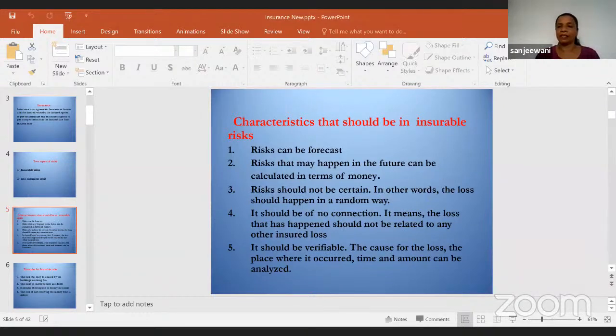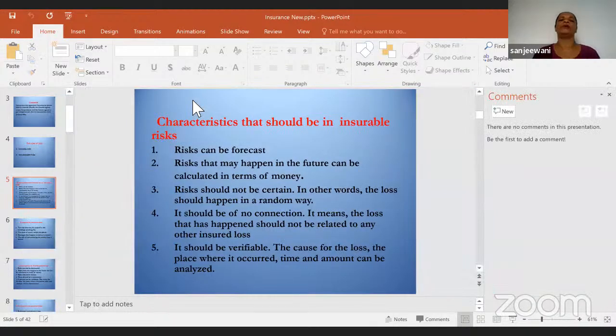Okay, wait, I'll maximize this, then you can see properly. Okay, so I hope that it is much clearer now. Right, so now these are the characteristics that should be in insurable risks, right? Then what are the examples for insurable risks? Now you know the characteristics. Once again, I'll tell you the characteristics.